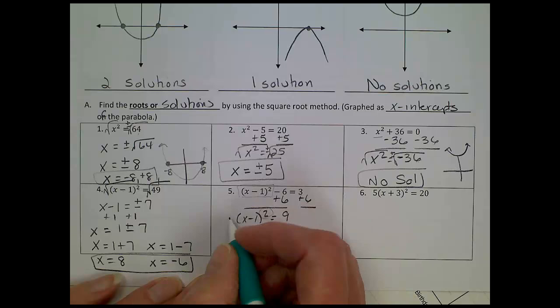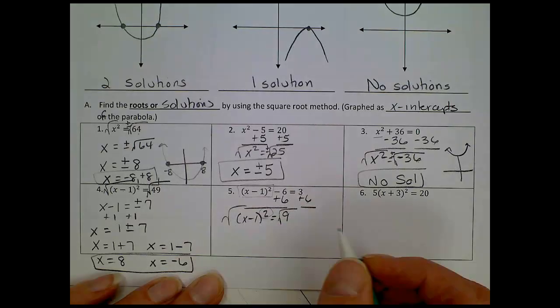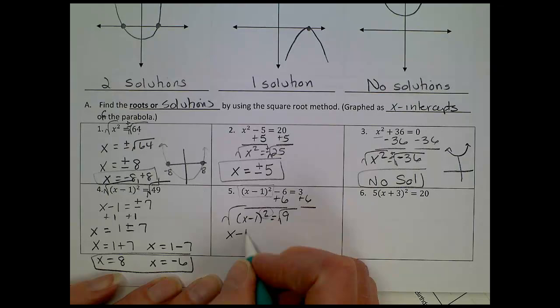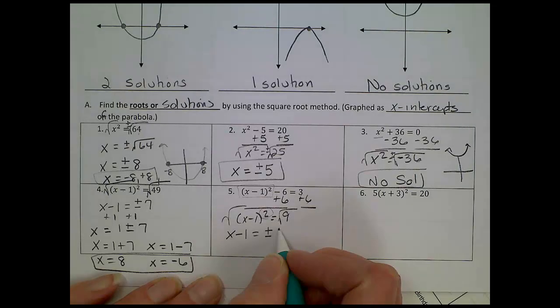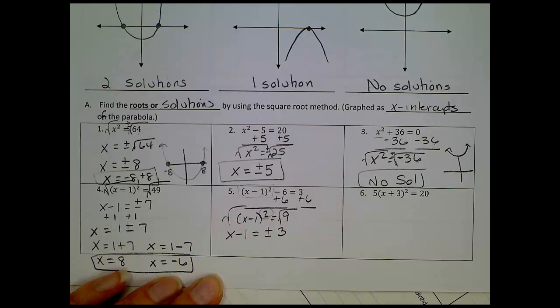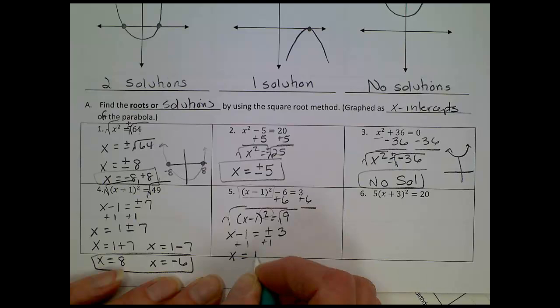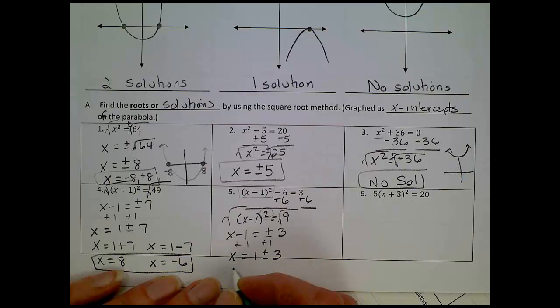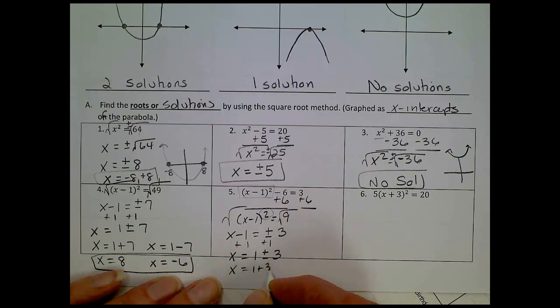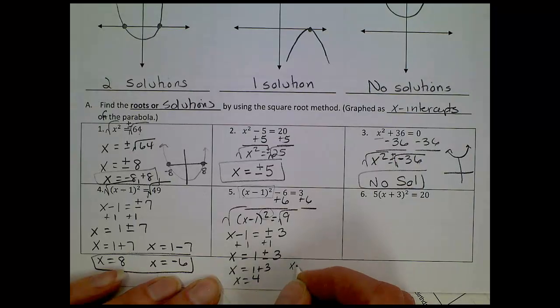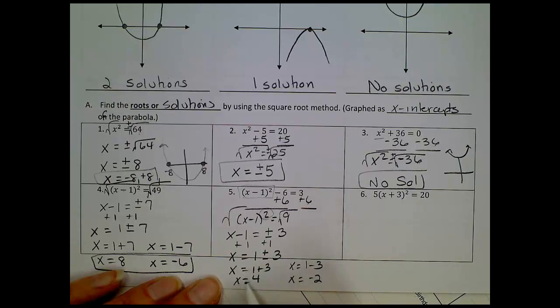Now we can deal with the square, and we'll square root both sides. We're left with x minus 1 equals plus minus 3. Again, 9 being a perfect square. We're going to add 1 to both sides. So we have x equals 1, positive 1, right? Plus minus 3. Split it up. We'll have x equals 1 plus 3, which is 4. And we'll have x equals 1 minus 3, which will give you a negative 2. So your 2 solutions here will be positive 4 and negative 2.